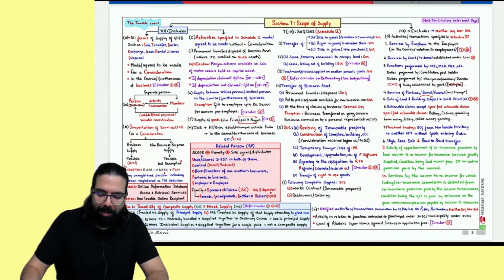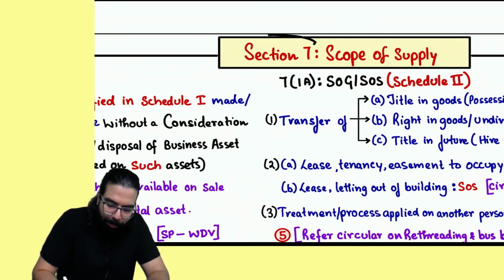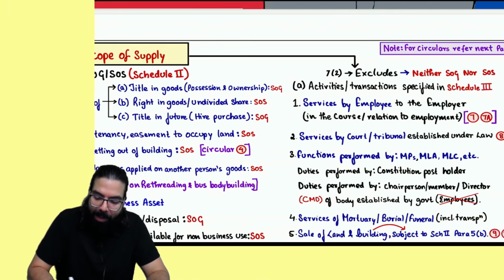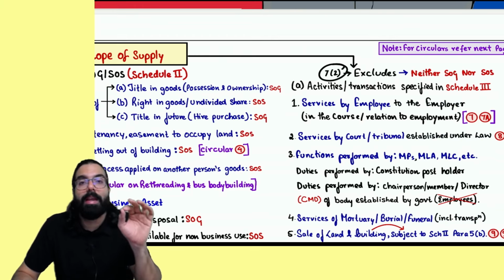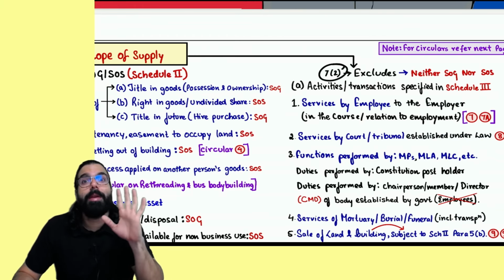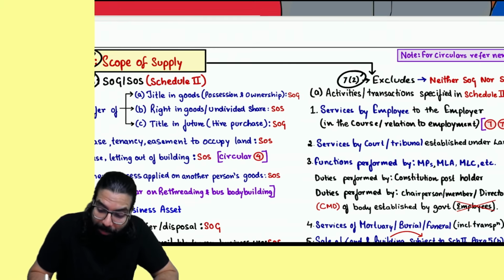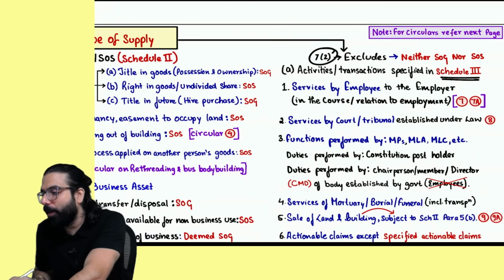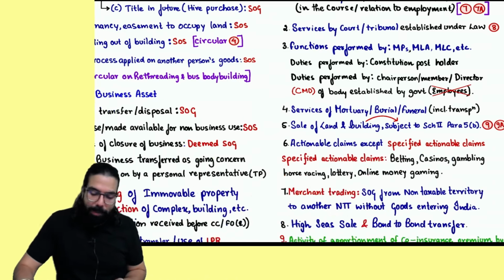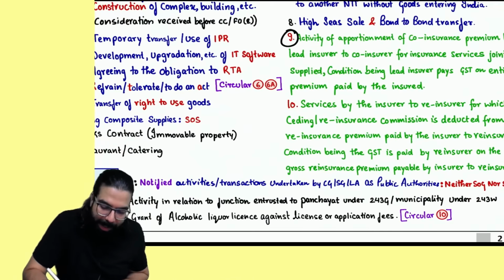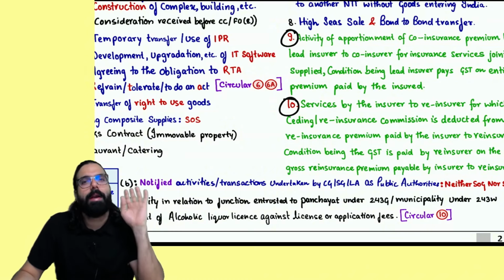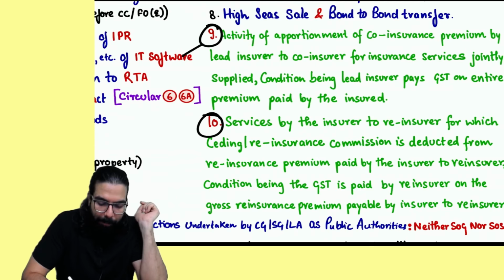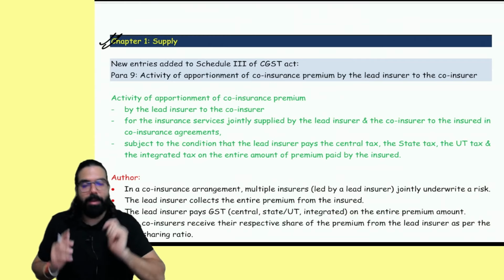If I go ahead and show you from the chart, supply, I hope you guys remember, section number 7 was there, section 7.1 was there, section 7.1a was there, section 7.2 was there, which was telling activities or transactions which will be neither supply of goods nor supply of service if it is told in Schedule 3. In Schedule 3, they have gone ahead and inserted 2 more paragraphs, paragraph number 9 and paragraph number 10. Now we will be understanding paragraph number 9 and paragraph number 10 from here.